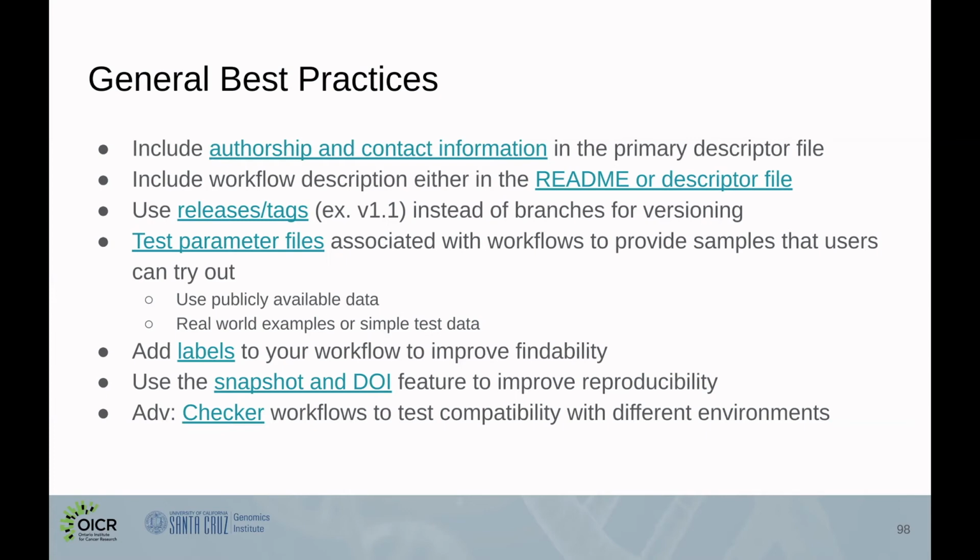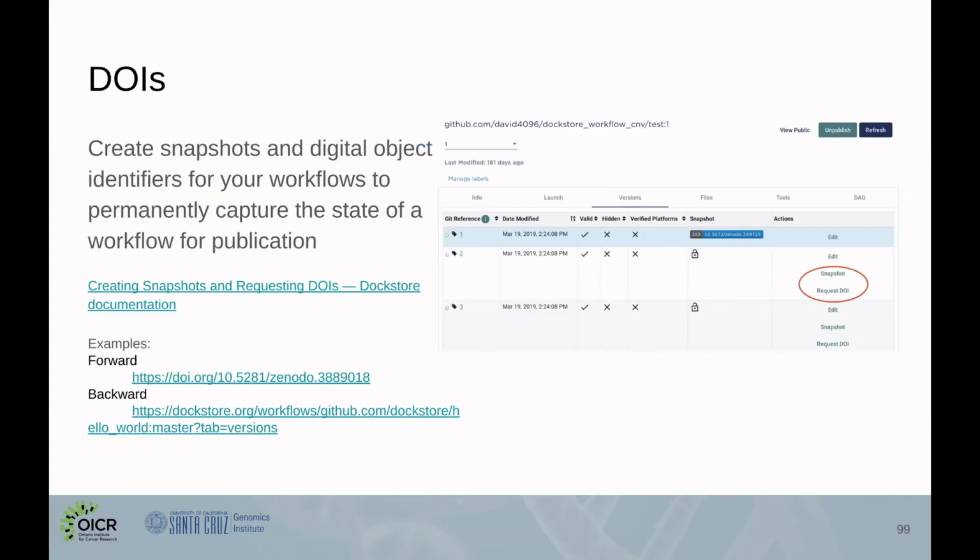So for DOIs, here's an example of what the interface looks like on Dockstore for issuing a DOI. The idea is that you can first hit a snapshot button, which will freeze your workflow for eternity, allowing people to go back to it in the future to reproduce your work. And you can request a DOI that you can use in your publications to refer back to the workflow that you used.